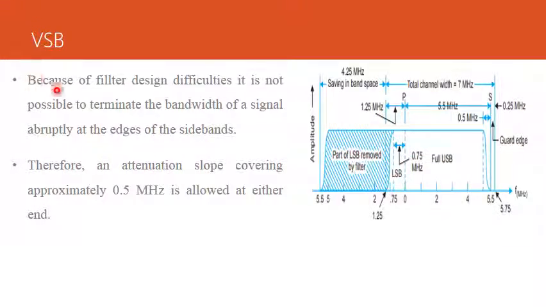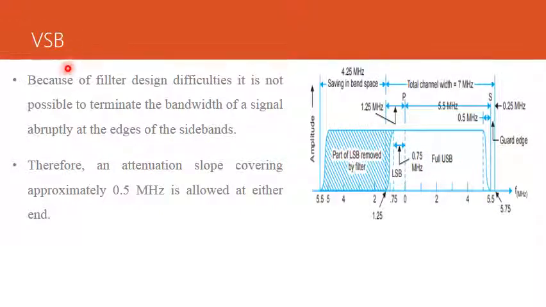Because of the filter design difficulties, it is not possible to terminate the bandwidth of a signal abruptly at the edge of the sideband. So practically the sideband doesn't have a sharp cutoff. So what we are doing is allowing 0.5 megahertz at either end, so that the attenuation can be avoided. So in case of VSB, we are transmitting a portion of the lower sideband, then the carrier, then the full upper sideband. So this is VSB.